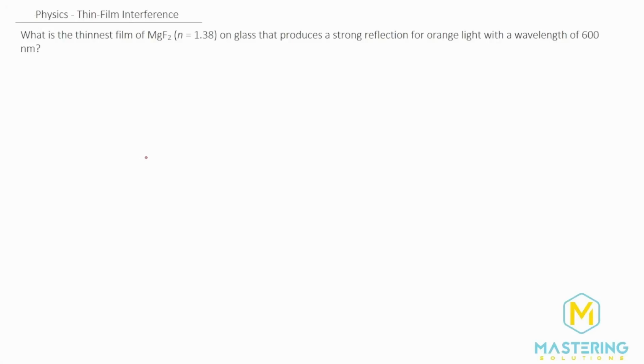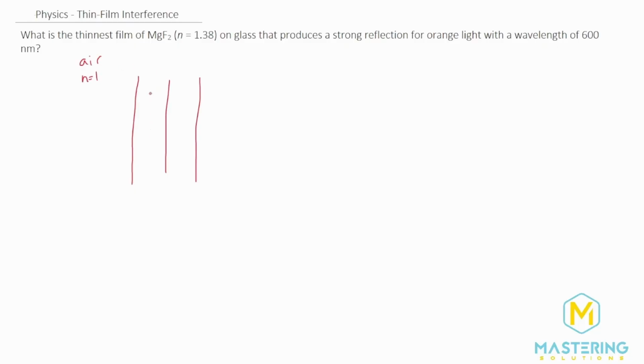Welcome to Mastering Solutions. In this problem, it's really helpful to draw a picture first so we can see how many phase changes we have. So we have a thin film, and we'll say that over here this is air, and that has an index of refraction of 1, of course.